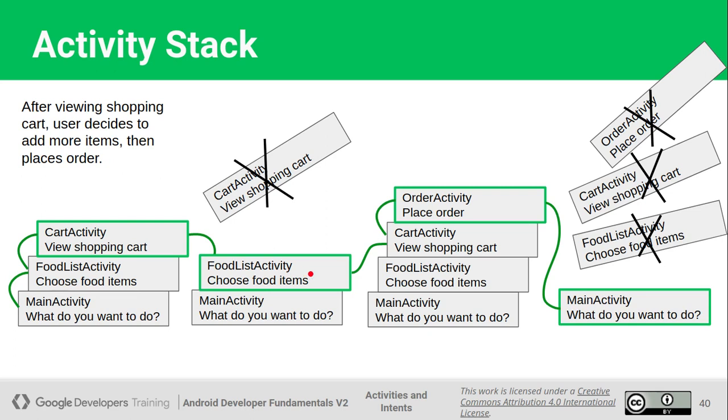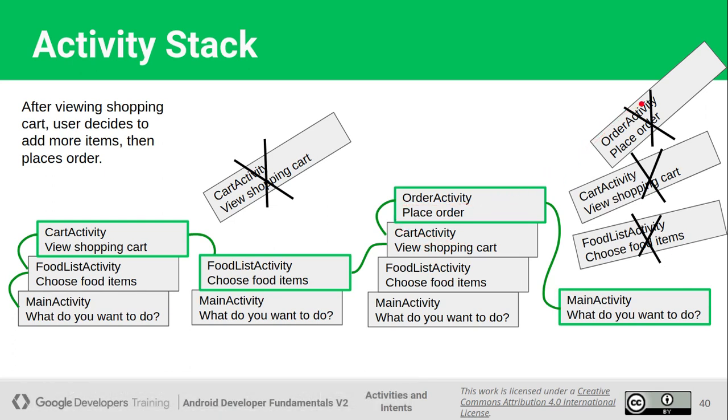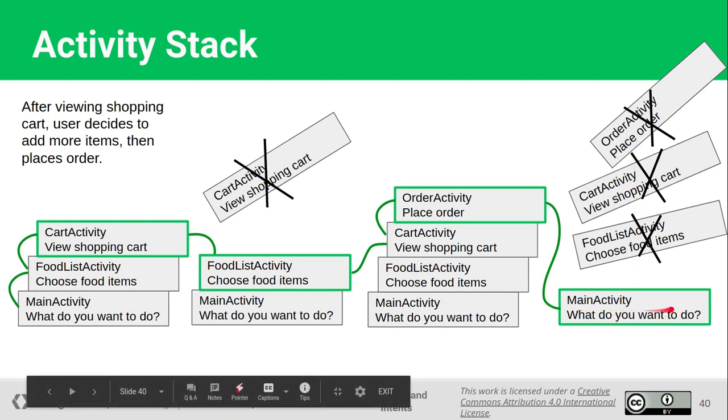From the food list activity, if the user again adds an item to the cart, it will jump to the cart activity. From the cart activity, if the user confirms the order, it will navigate to the order activity. When the user finishes the order, it will jump directly to the main activity, and all 3 activities, the food list activity, cart activity and order activity, will be closed. So in this case, the stack contains only the main activity.